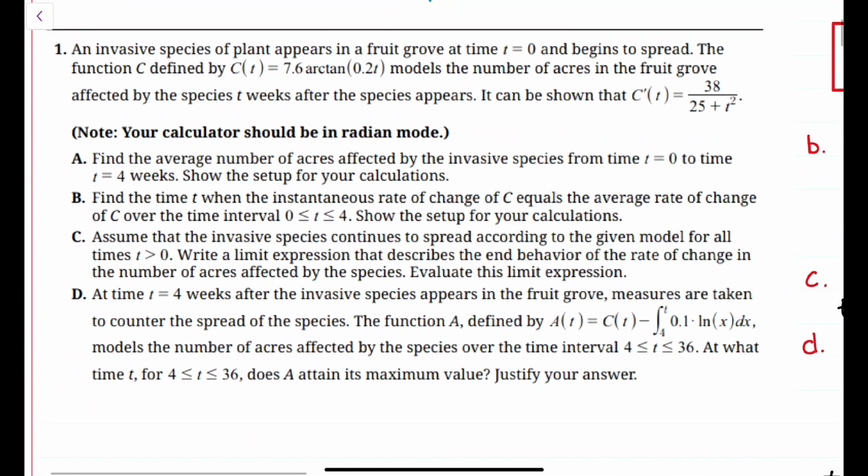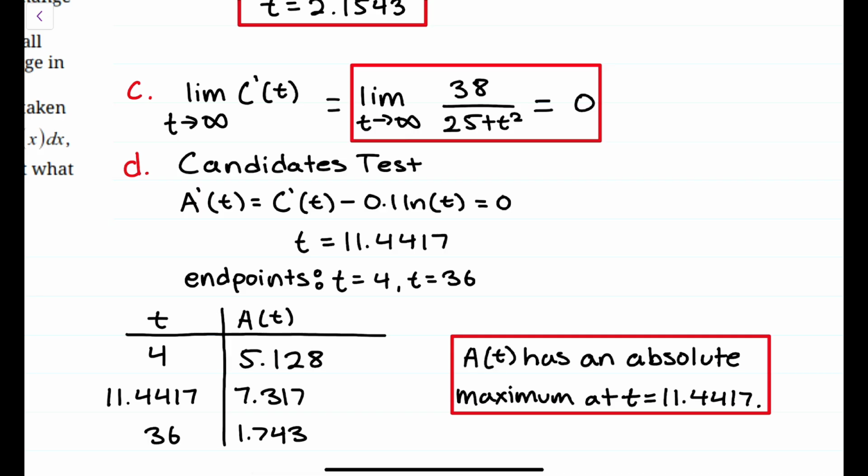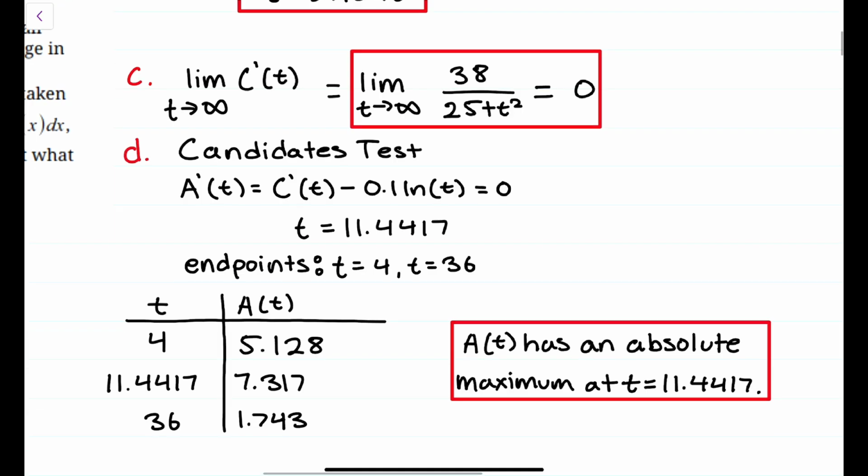So for part D, it gives us a new function, A of T, and it asks us to find what time does A have its maximum value. So that's just asking to use the candidates test. And so we set A prime of T equal to 0, and then we plug that into our calculator and see what T value that is, and it's 11.4417. And then we also use our endpoints, T equals 4 and T equals 36. So we plug in those three T values back into A of T and see which one gives us the highest value, and that seems to be T equals 11.4417.